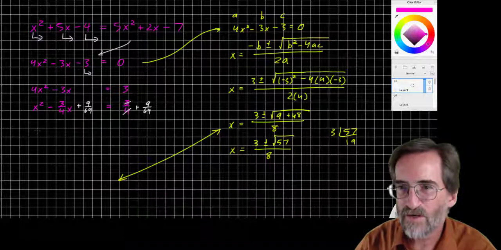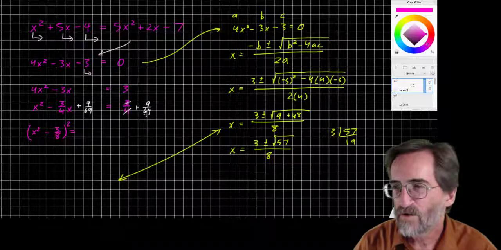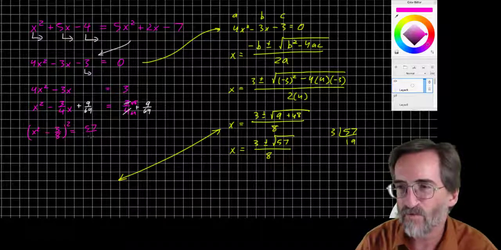X minus 3/8 quantity squared equals 4 times 16 is 64. 3 times 16 is 48. There we go. And 48 plus 9 is 57. There we go, 57/64. Square root of 64 is 8.